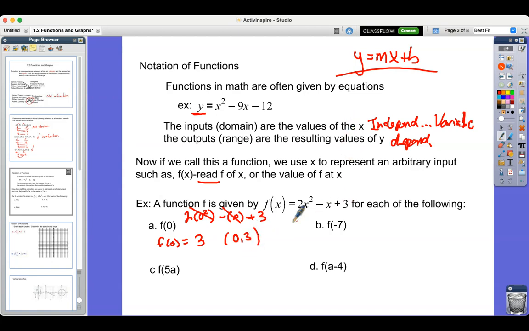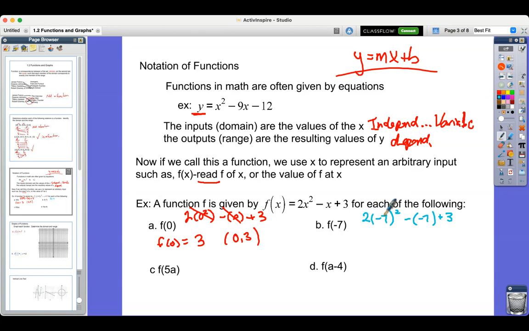Let's try it with the -7. So you guys go ahead and pause and try these other 3, and then we'll compare answers. All right, so on here, you should have done f of x equals 2 parentheses -7 squared. Actually, I'm going to write it properly. There we go. Parentheses squared minus -7 plus 3.